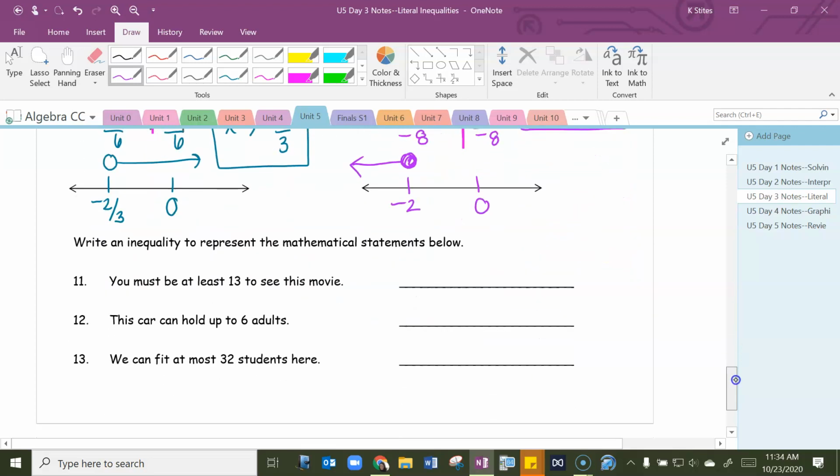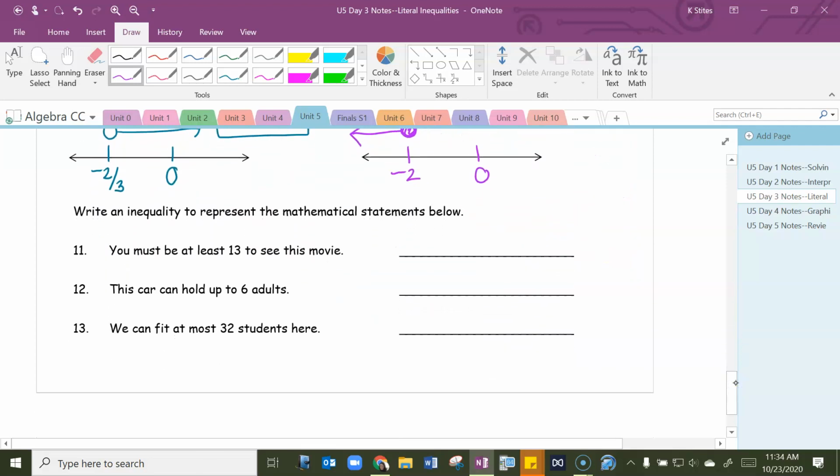All right, great. Final thing we're talking about, write an inequality to represent the mathematical statements below. You must be at least 13 to see this movie. At least 13 means 13 or more. So this will be a greater than or equal to. Okay, greater than meaning pointing to the right.